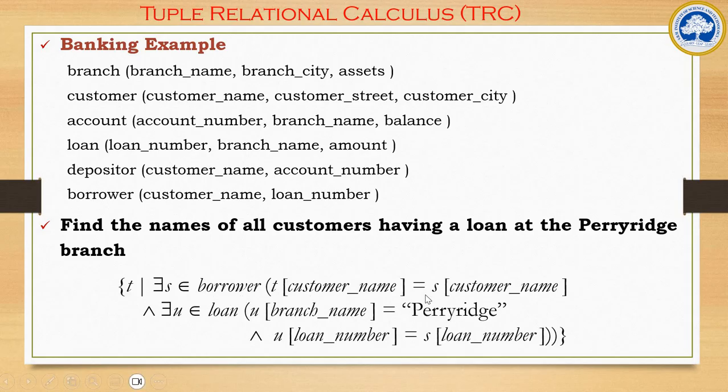So first, from the borrower table we take the customer name, and from the loan table we take the Perry Ridge branch information. Then we match these two things based on the loan number. Loan number is the common attribute in these two tables, so that we can easily take the customer names of those who have the Perry Ridge branch.